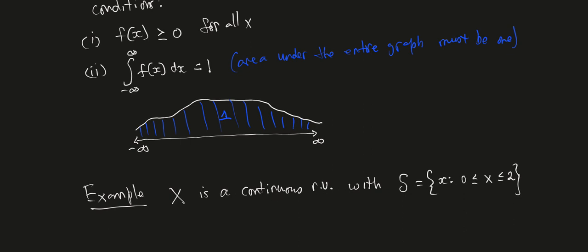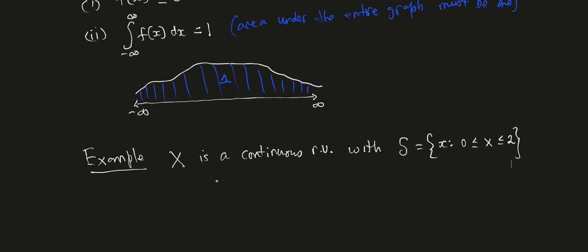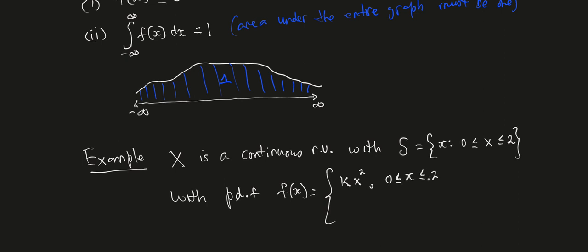Now let's write down what the PDF tends to look like. With a PDF, f of x, these tend to be piecewise functions. So let's say it's k x squared when x is between 0 and 2, and then let's say it's 0 otherwise.